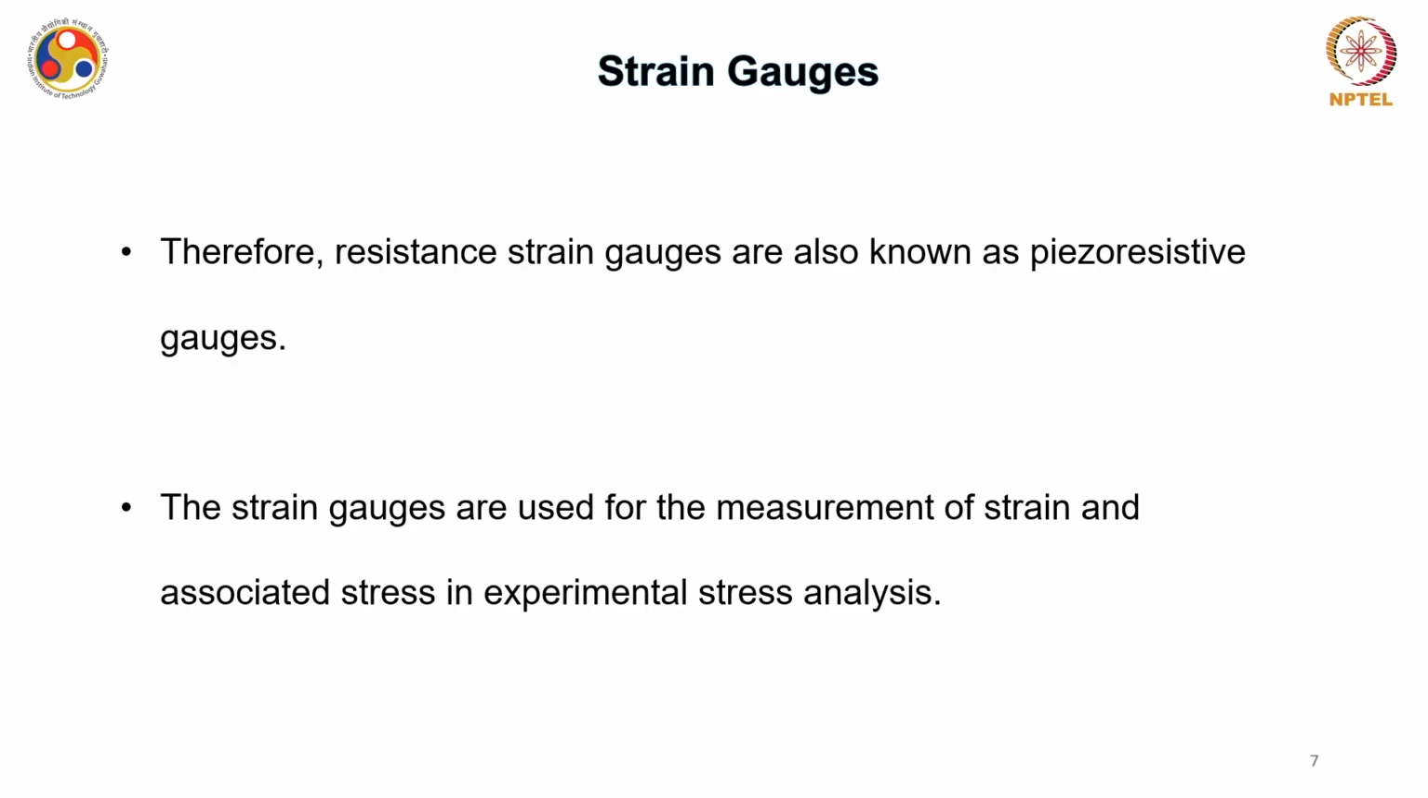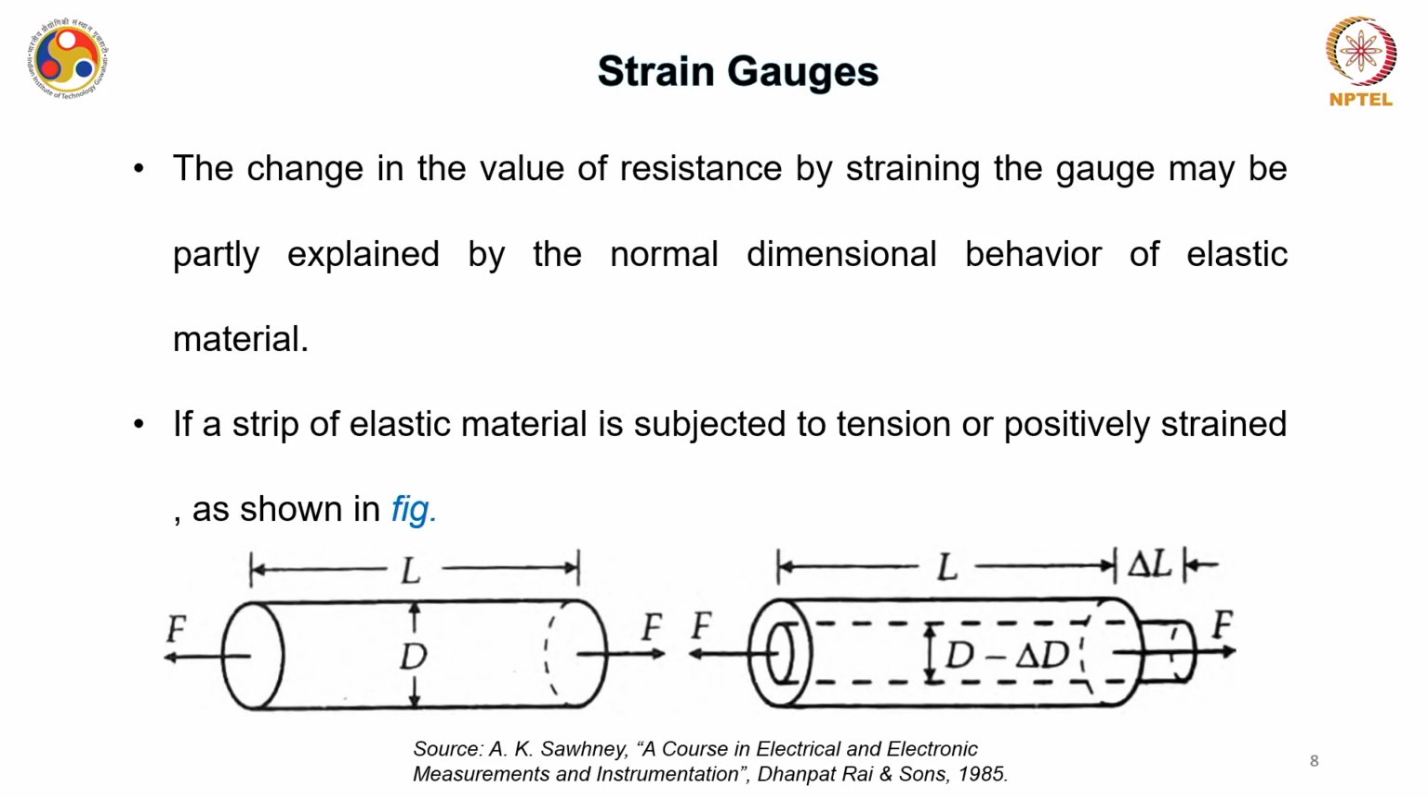Okay. The strain gauges are used for the measurement of strain and associated stress in experimental stress analysis, and you will find people across all the disciplines, be it electrical, be it electronics, mechanical, civil, everyone usually uses strain gauges for maybe different purposes. Okay. So the change in the value of resistance by straining the gauge may be partially explained by the normal dimension behavior of elastic material. Okay.